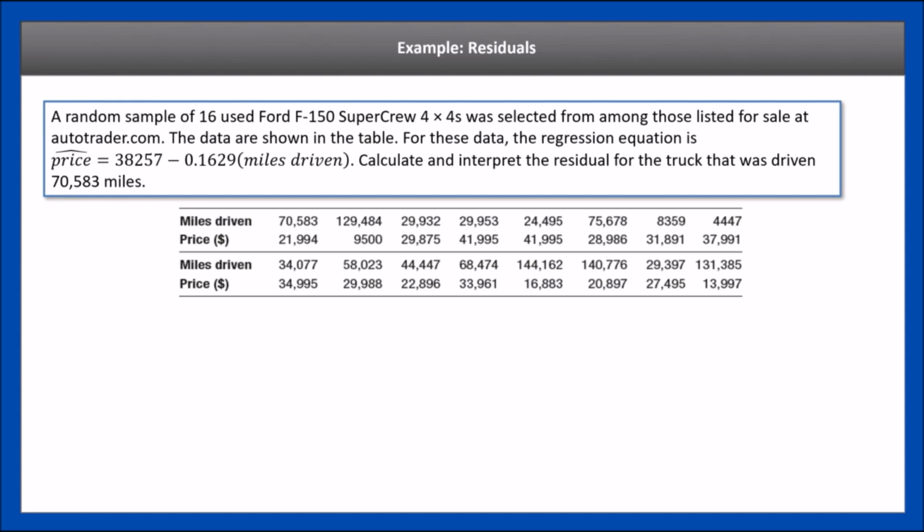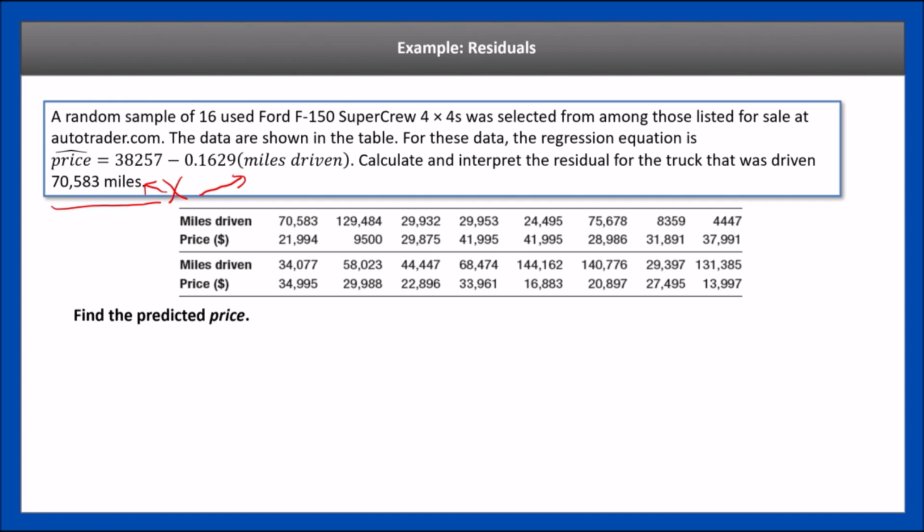All right, so here we go. Let's look at another example. Using the same data set, let's calculate and interpret the residual for the truck that was driven 70,583 miles. So this is the actual data point, so this is my y. And then my y hat, we have to figure out what the y hat is for that truck for the number of miles driven, which is 70,583. Or I'm sorry, this is my x value. I said that's my y value. This is my x value. Sorry about that. So that's my x value, the number of miles. And so what we're going to do is plug that in here, into the miles driven, to get the predicted price. Okay.